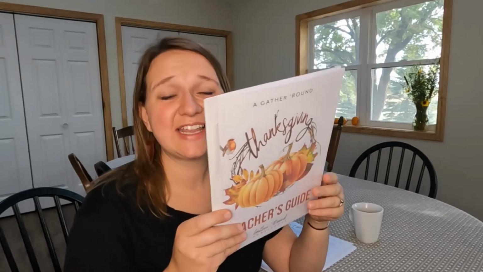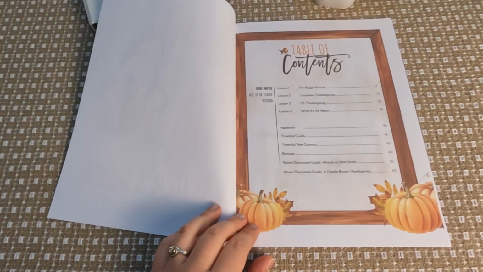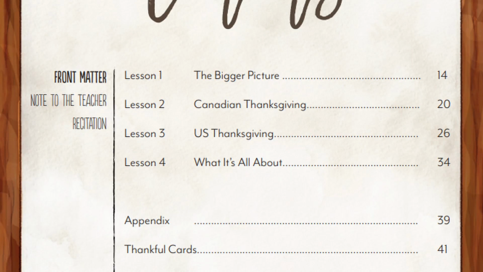This is the teacher's guide, and as you can see, it is not very thick. There are actually only 4 lessons planned for this unit, and they are titled The Bigger Picture, Canadian Thanksgiving, US Thanksgiving, and What It's All About. Now, just because there are 4 lessons listed here does not mean that you can't make more out of it. And that's actually what our family is going to do.